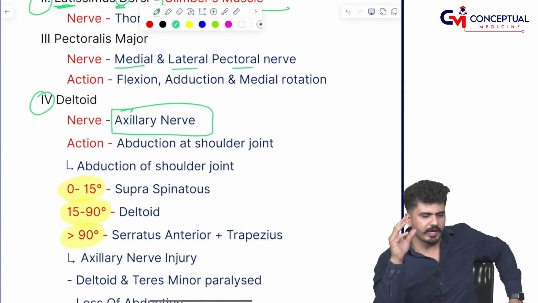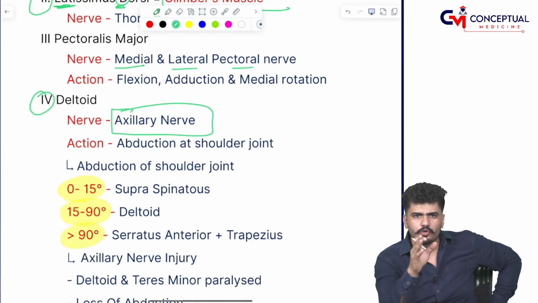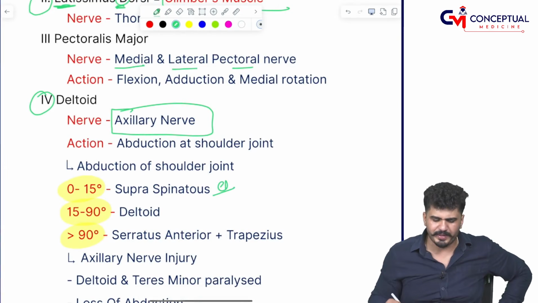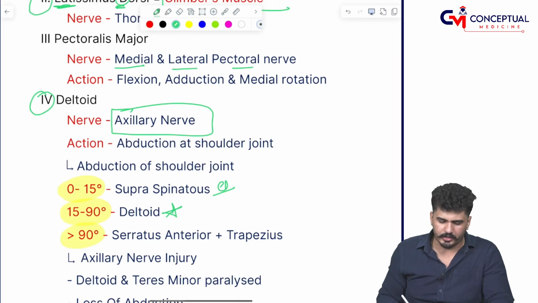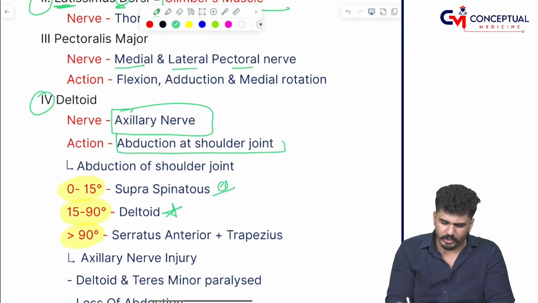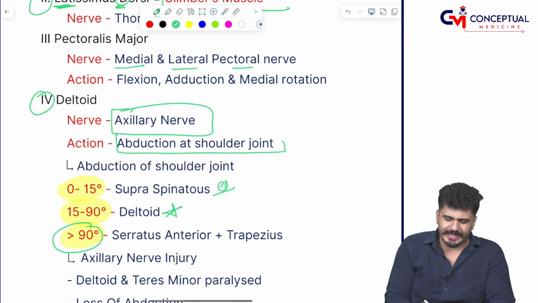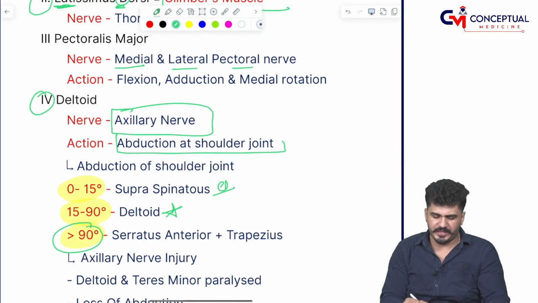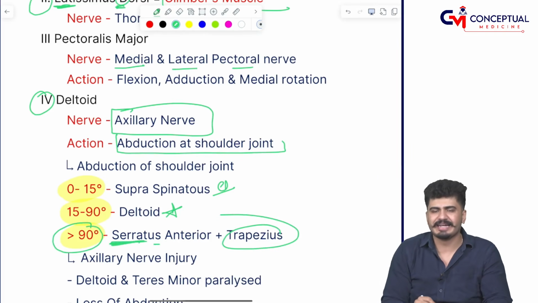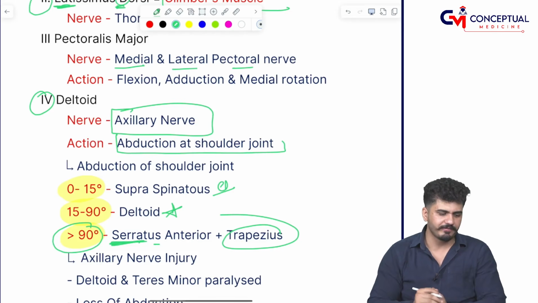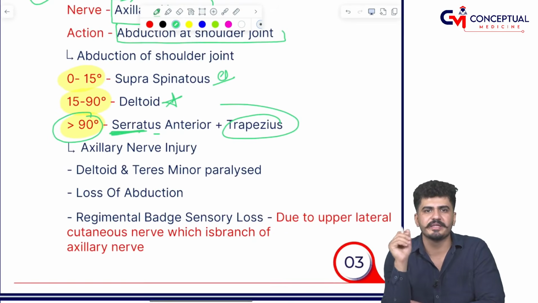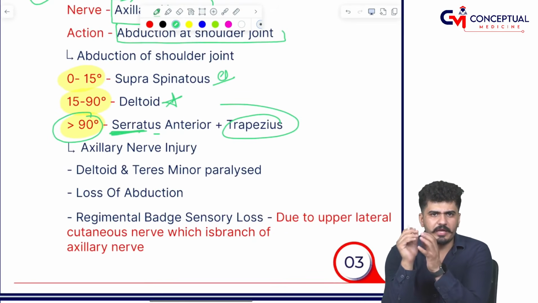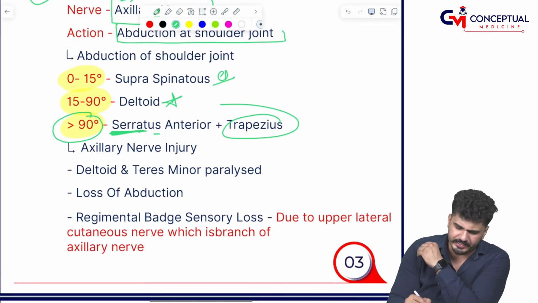This is how we are going to divide it. 0 to 15 it is going to be the supraspinatus. 15 to 90 it is going to be the deltoid, what we are talking about. Action again, abduction of the shoulder joint. And more than 90 degrees, if we have to lift it up, this will be serratus anterior and trapezius muscle, my dear friends.